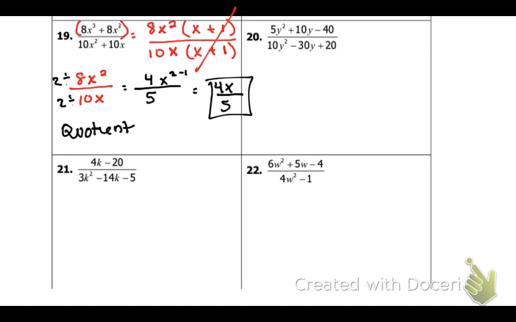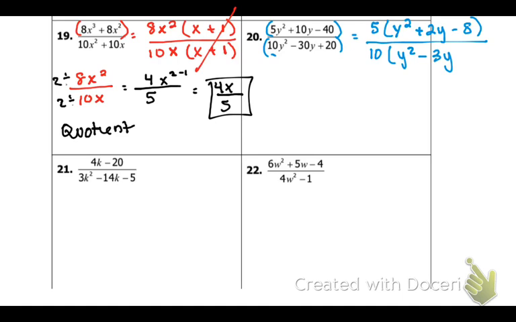And then for number 20, it looks a little bit complicated, but you can factor something out of it. So notice how your a here is greater than 1. That's fine, because if you look here, you can factor out a 5, which will give you y squared plus 2y minus 8 all over. You can factor out a 10 here, which makes the a turn into a 1, so that's what you want. y squared minus 3y plus 2. So this is where you would then try and factor these out.